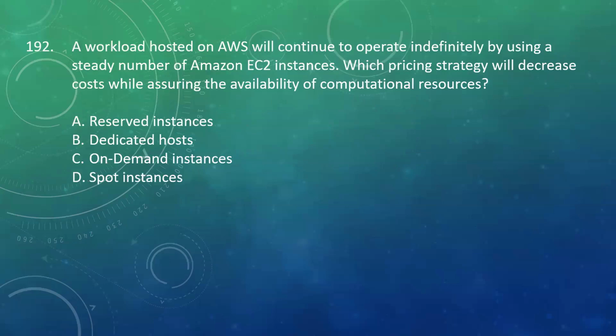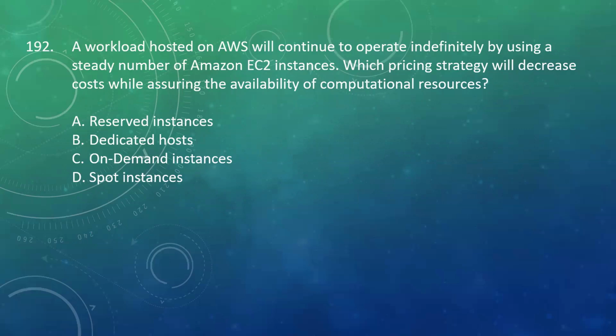Question number 192 of the series. A workload hosted on AWS will continue to operate indefinitely by using a steady number of Amazon EC2 instances. Which pricing strategy will decrease costs while assuring the availability of computational resources? Your options are reserved instances, dedicated hosts, on-demand instances, and spot instances.